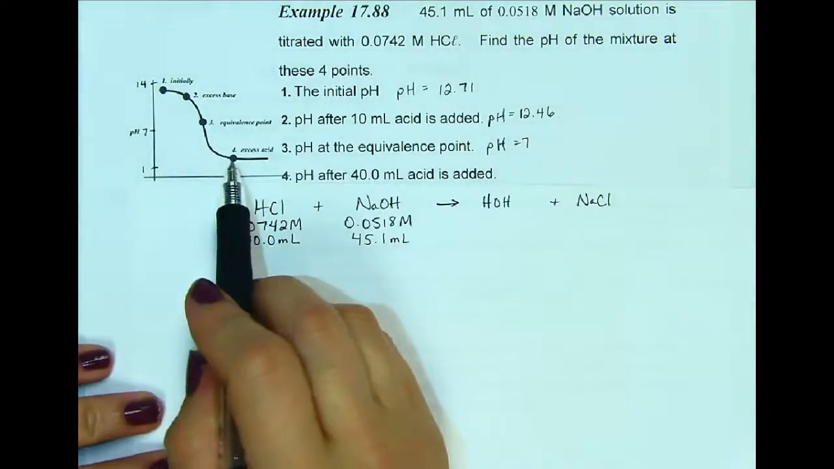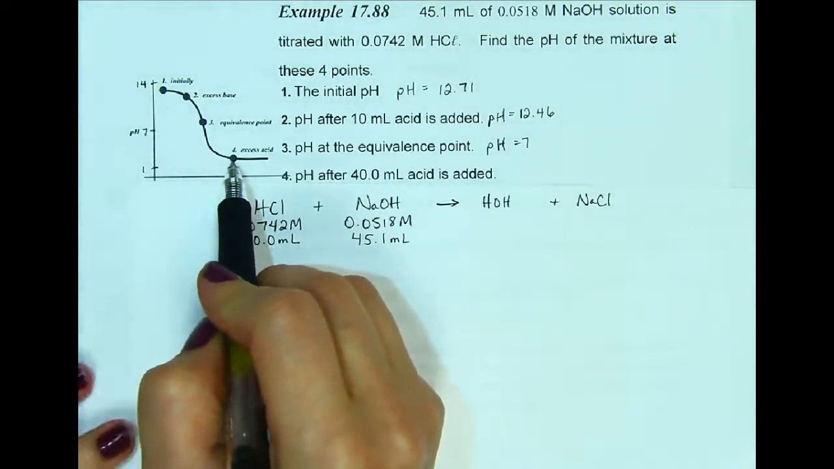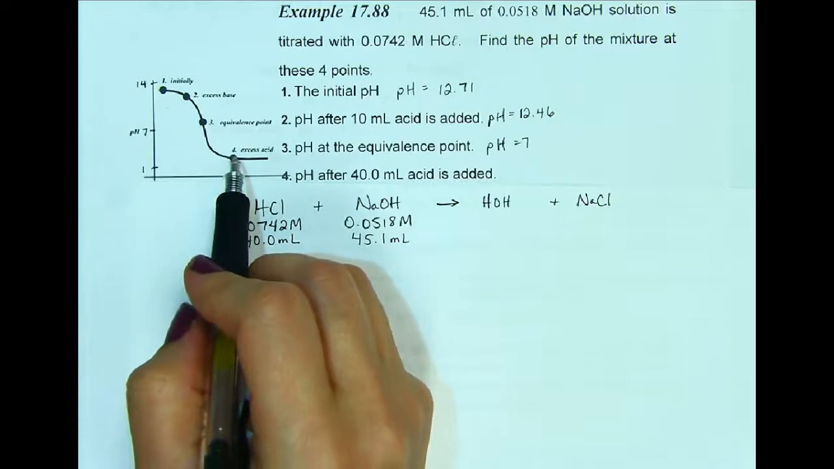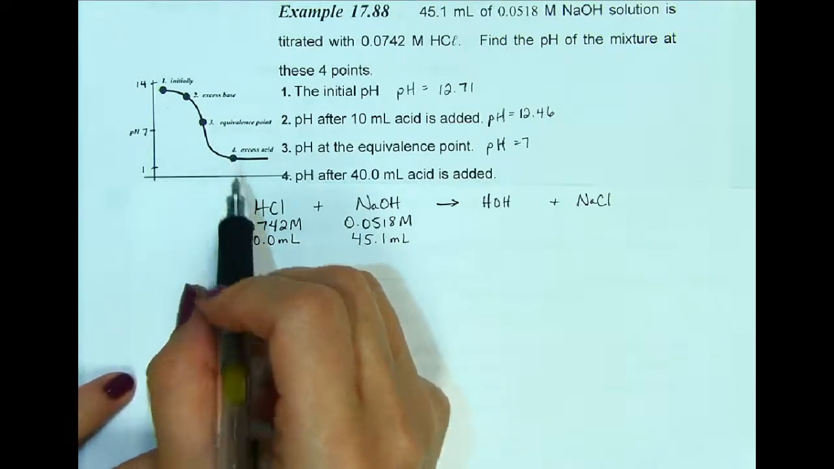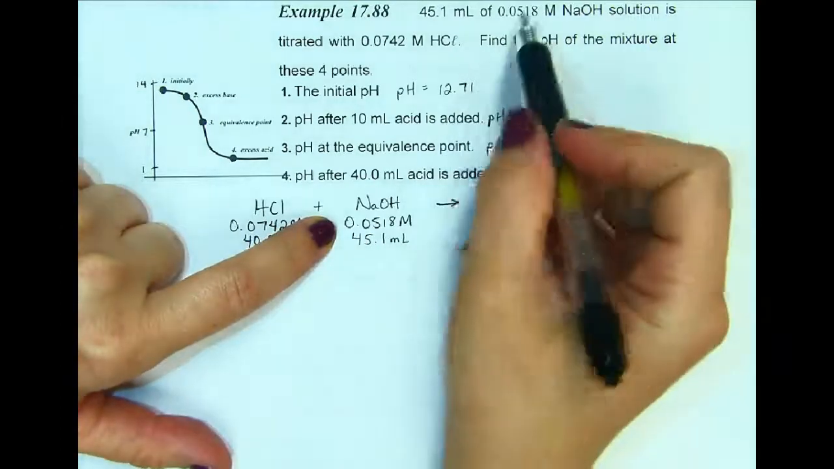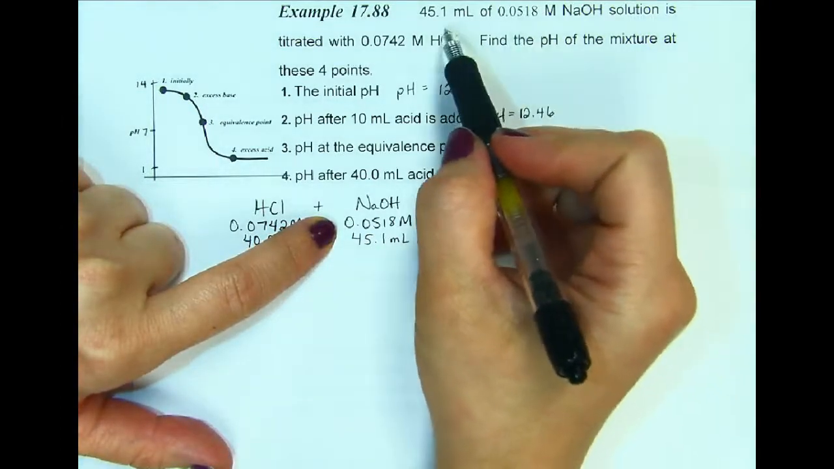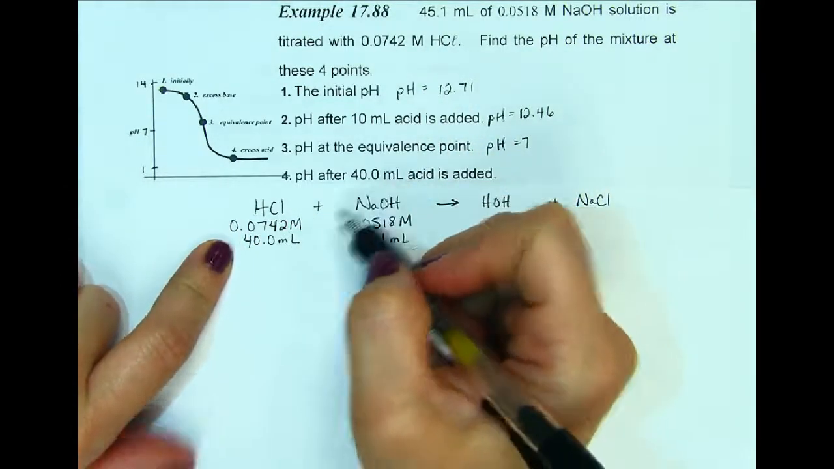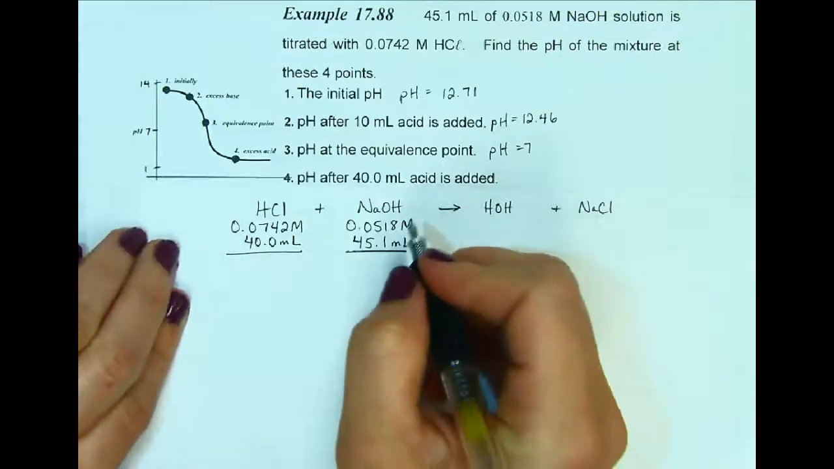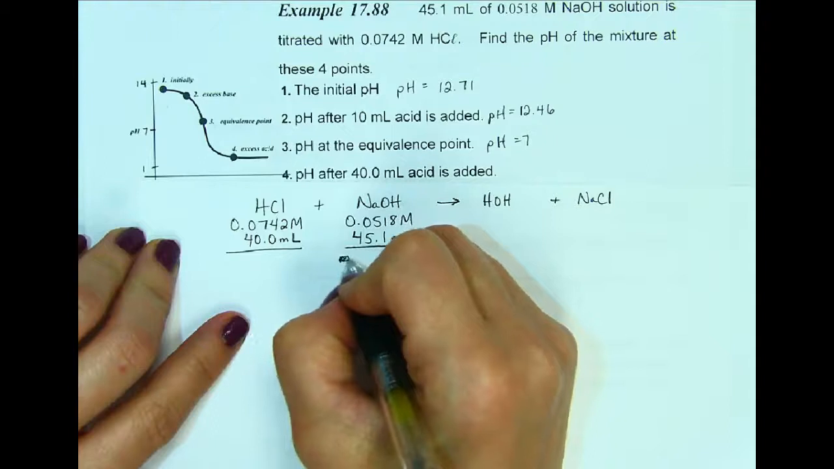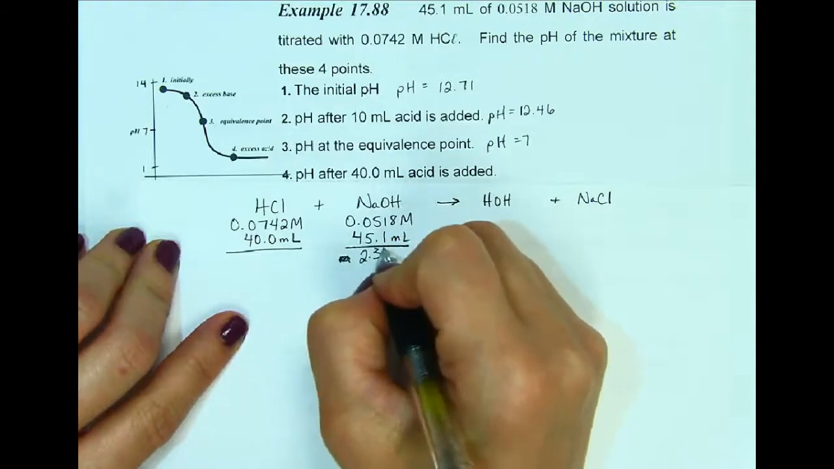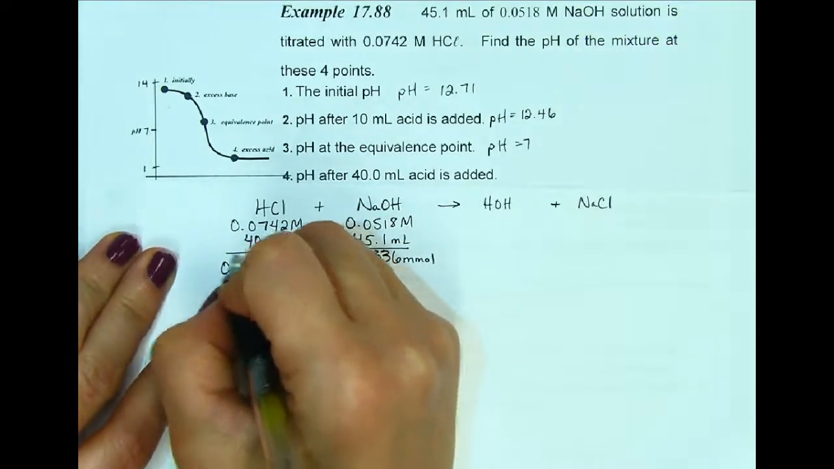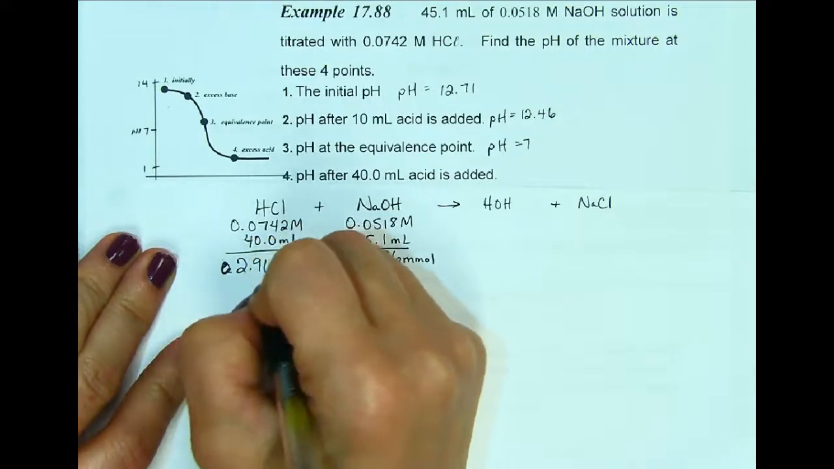Finally, we'll look at point 4 here where there is excess acid. And so notice we've gotten past the equivalence point and almost all of the base has reacted, and now we have an acidic pH, so an excess of acid. So here, again, sodium hydroxide, the original amount, 0.0518 molar and 45.1 milliliters, and then for hydrochloric acid, there's the molarity, and now we're dealing with 40 milliliters of acid. I want to figure out my millimoles of each of these. Millimoles of this is going to be 2.336, and here when we multiply these we get 2.968.